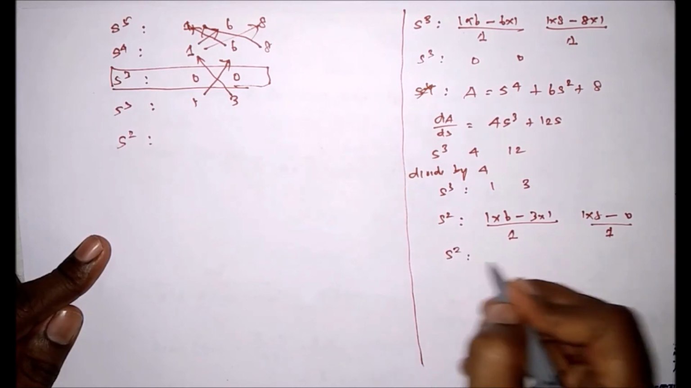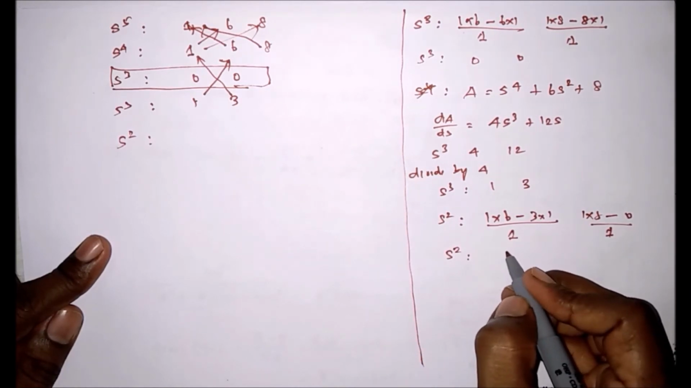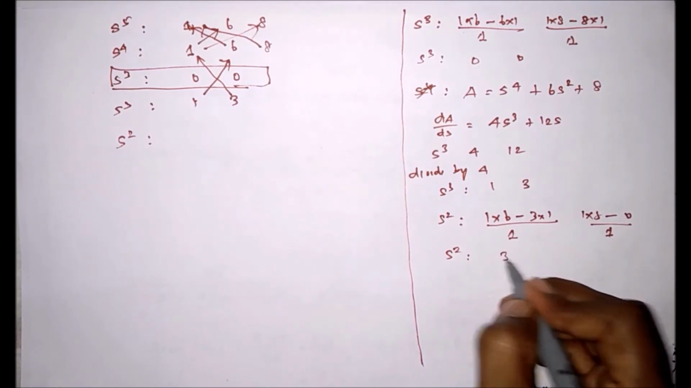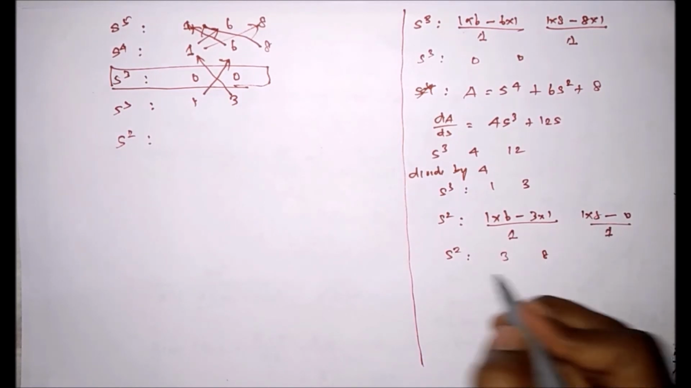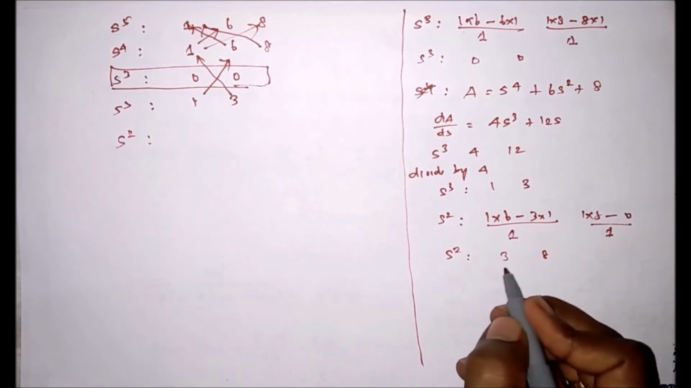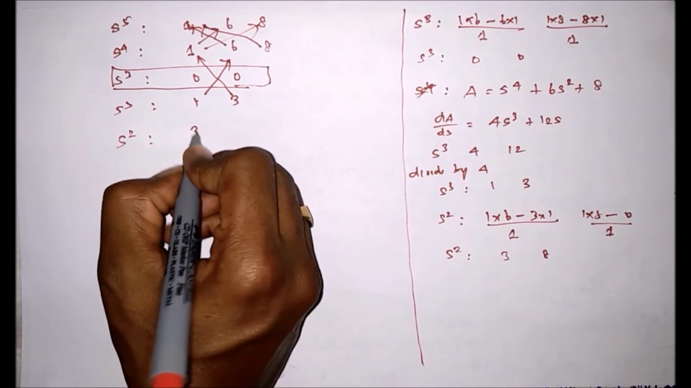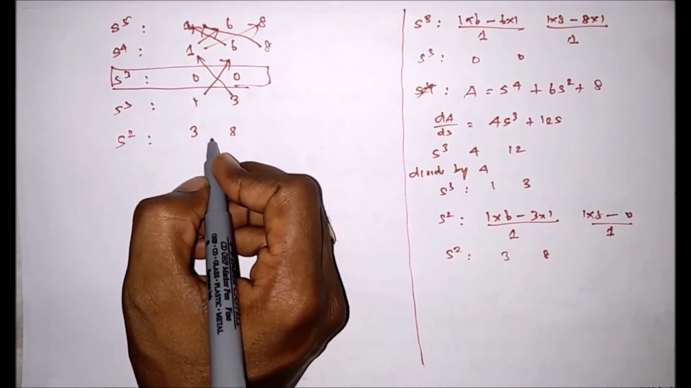So you will get s square equal to 6 minus 3, that is 3. Here 1 into 8 is 8. So now the s square row is 3, 8. So now here 3, here 8.